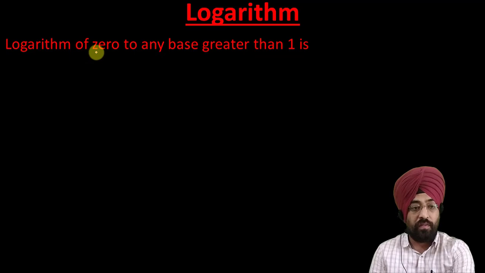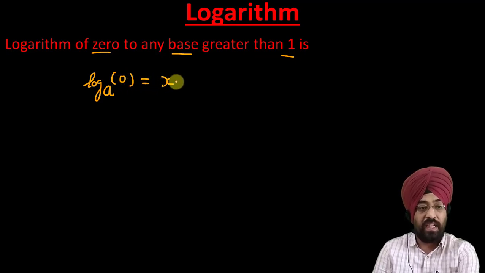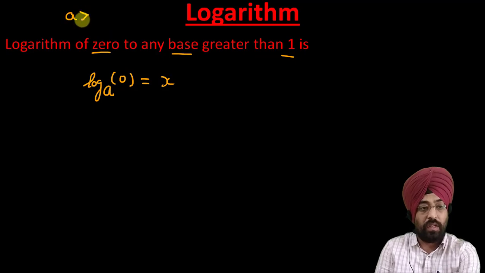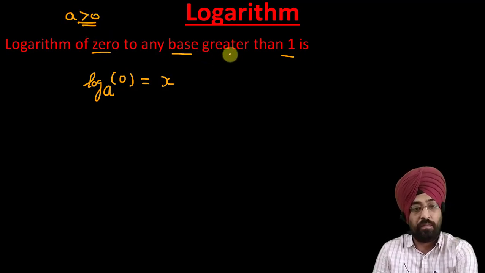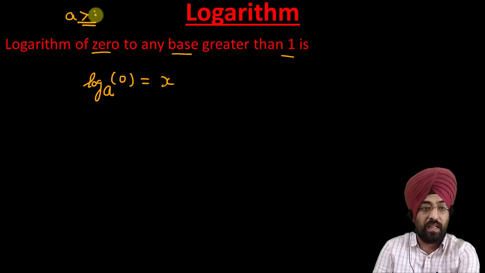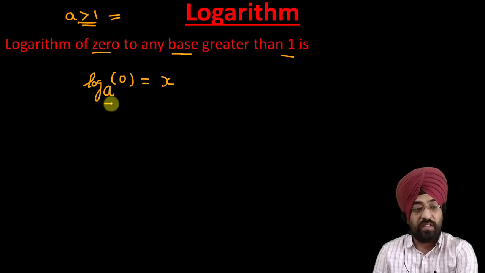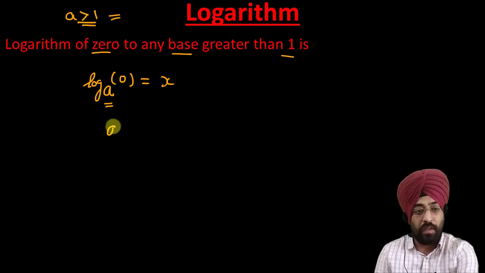Logarithm of 0. Now we have to find the logarithm of 0 to any base greater than 1. Suppose base is a, we have to find the log of 0. Suppose it is x, where a is any number greater than 1, because it says base greater than 1. So if base is greater than 1, then what will be the value of log 0? Now again write its exponential form. So a raised to the power x is 0.